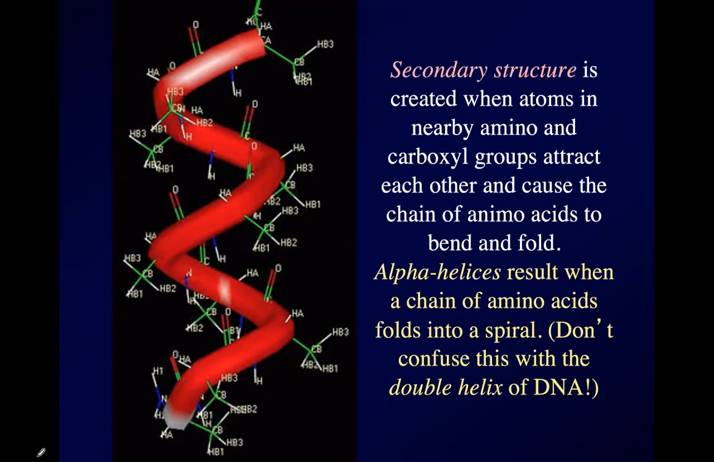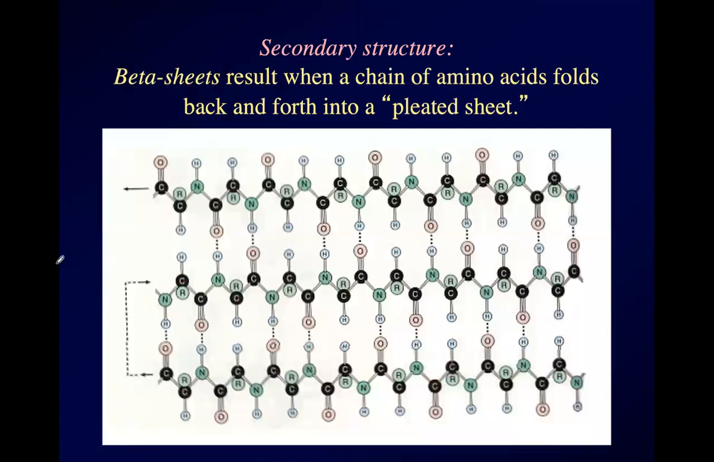So a part of that chain might kink up into an alpha helix. Another part of that chain might actually kind of zigzag and fold back and forth into a structure that, if you could see it in 3 dimensions, would look kind of like a folded sheet. And that's called a beta sheet. You'll sometimes see it called a beta pleated sheet.